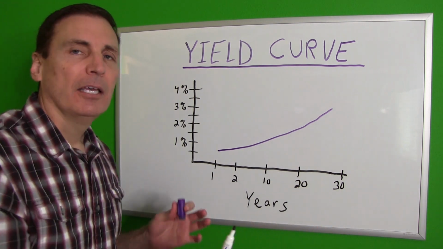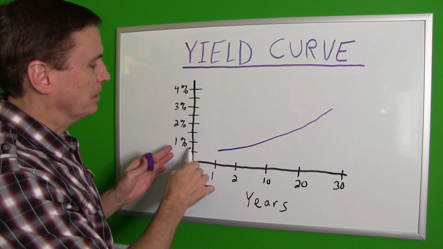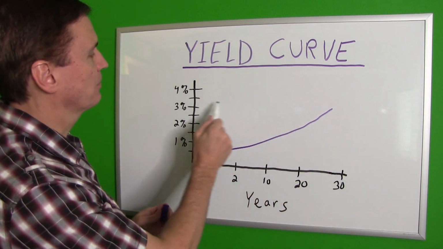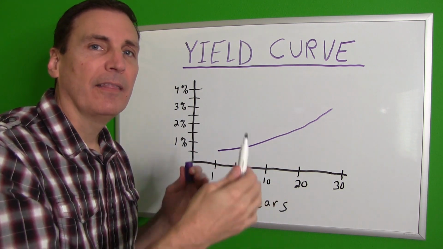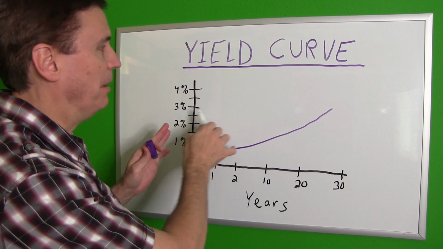And it makes sense. If you're only going to lend money to the government for 1 year, you would expect a lower return, as opposed to if you're lending money for 30 years, you expect a higher rate of return because you're locking in that rate and you're giving them money for 30 years, and that's a long time, and you want to be paid for that.